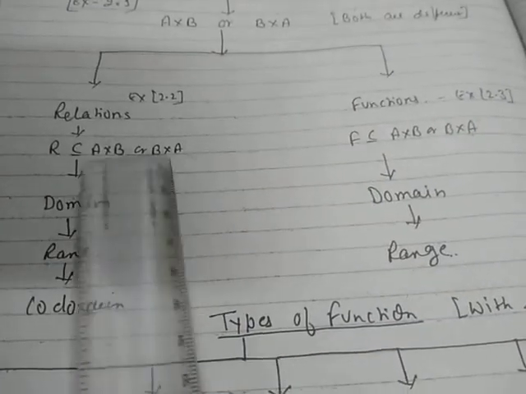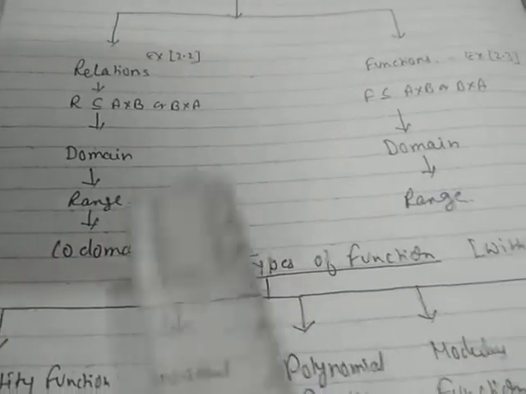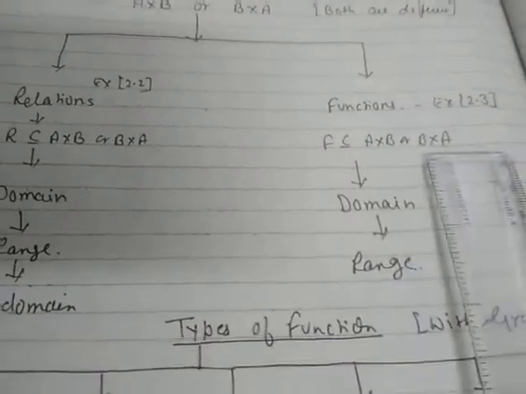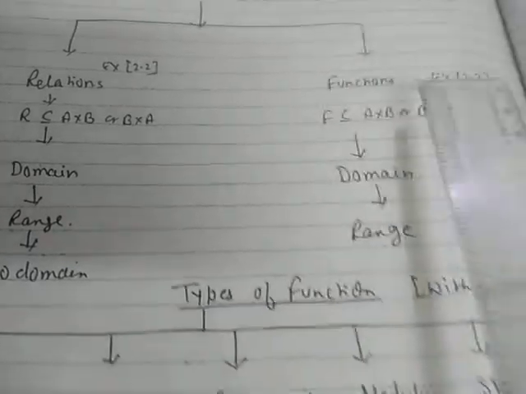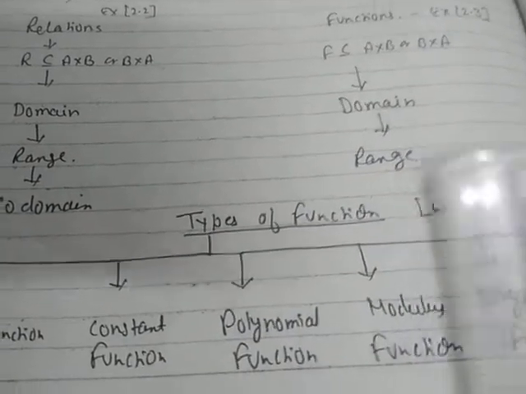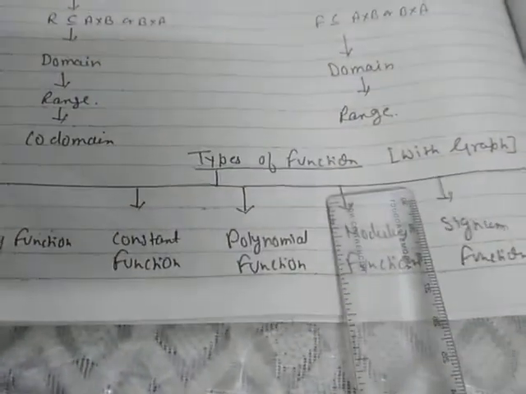Relation is subsets of A cross B and B cross A. In relation we will find domain, range and codomain. Function is also subset of A cross B or B cross A. In this also we are going to find domain, range and codomain. Then after we will learn types of function.